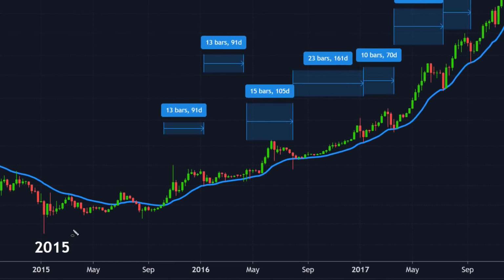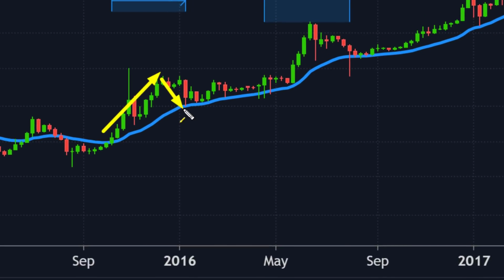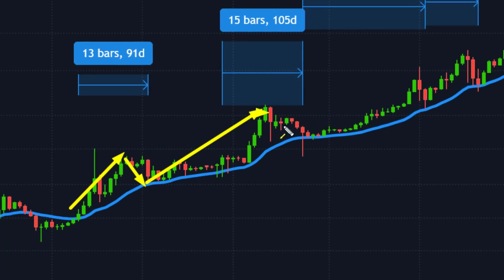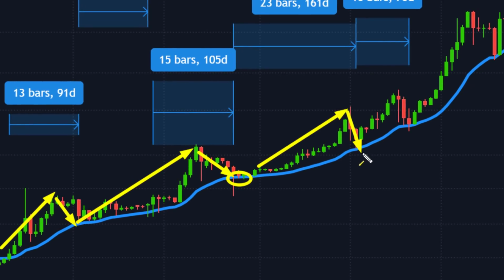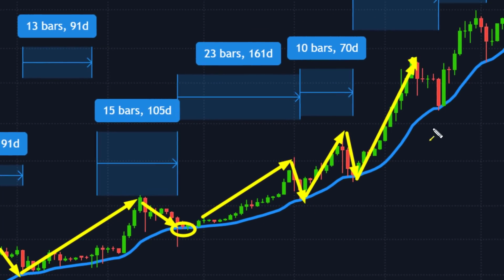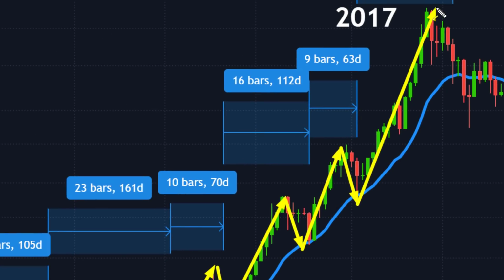So what happens is, you can see here, after the bull market started in September, October of 2015, Bitcoin rallied, and then pulled back to its 21 average, and then boom, it bounced again. And again, you can see it happening again. Pulled back to its 21 average, held it, and bounced again. Pulled back to the 21 average, bounced, and then pulled back, bounced, and so on.